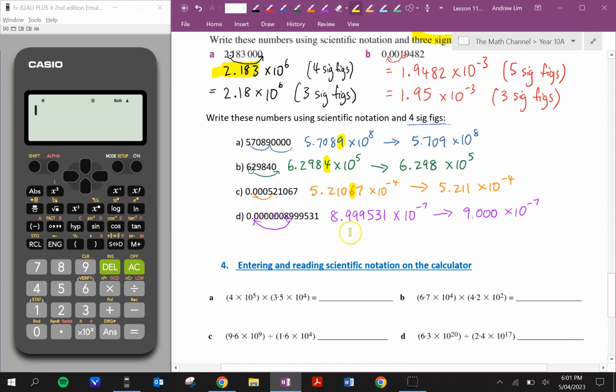Question D, we've got 8.999531. That's actually 7 significant figures. We only want 4. So 1, 2, 3, 4. We look at the 5th number. That tells us this 999 is going to round up to 1000.